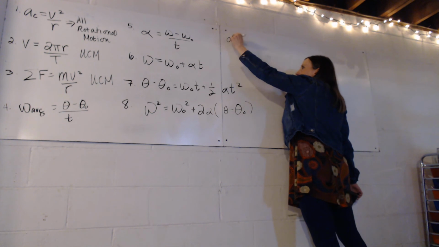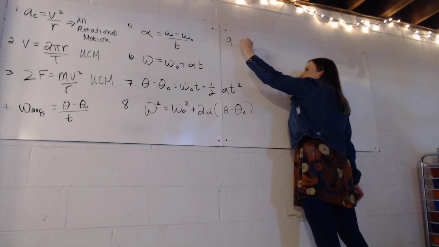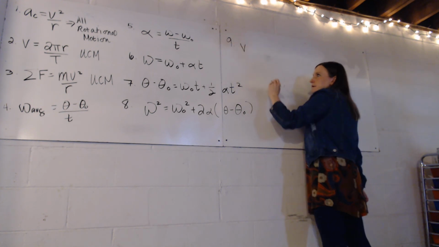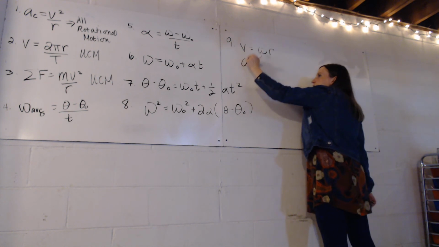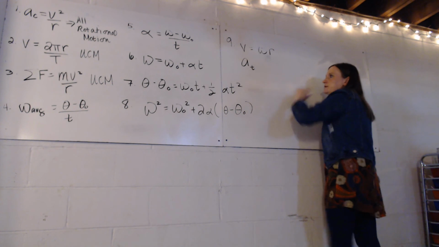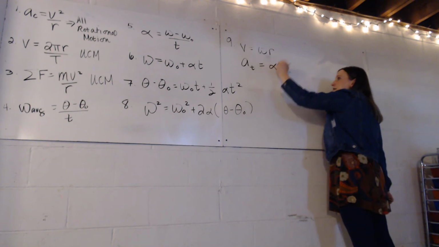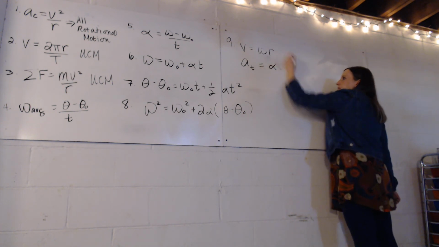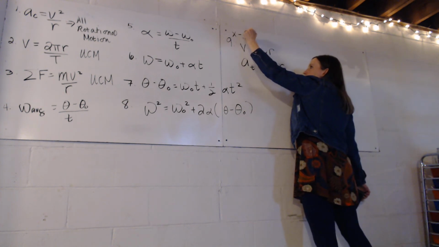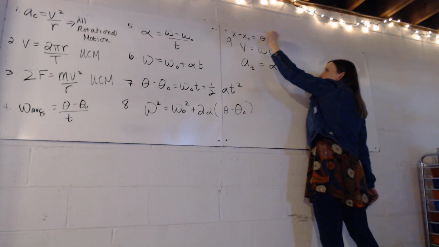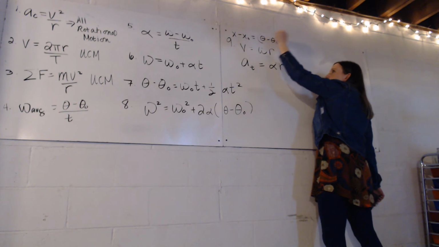So I'll write it as a ninth equation. Let's say linear velocity is equal to angular velocity times r. The linear acceleration is equal to the angular acceleration times r. And we can even say it for displacement. Linear displacement is equal to angular displacement times r.